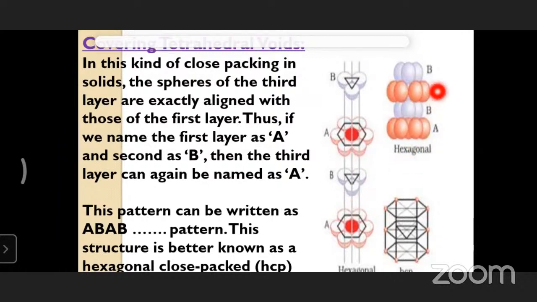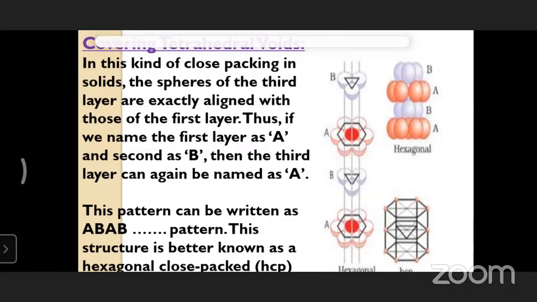That means, if you are considering A is the first layer, the second layer will be B, and the third layer will be A. So whatever void is formed here is exactly filled by the third layer, the same layer as the first. Because of that reason, it is going to be filled and covered by the third layer.